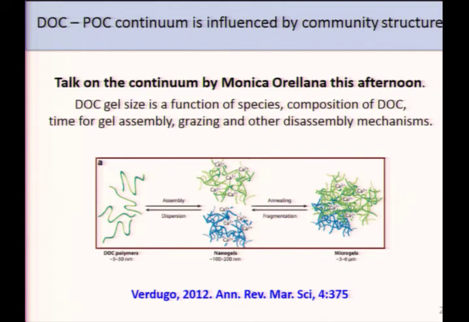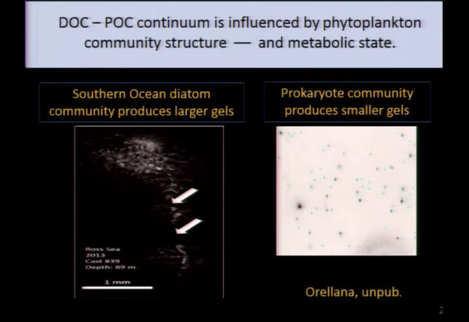And DOC is an operational term. I call it a garbage can term because it's operationally defined by what the filter size is. But in reality, DOC is individual DOC polymers that can become annealed into microgels, that can become annealed into larger gels. So it's sort of like a tangled network. So it's a different way of thinking about DOC and POC in this continuum, and the size makes a difference in terms of its accessibility.